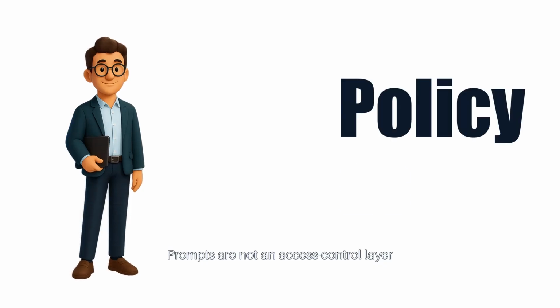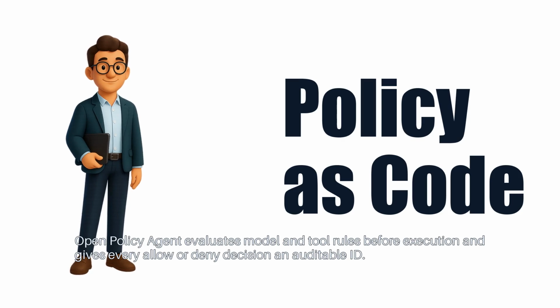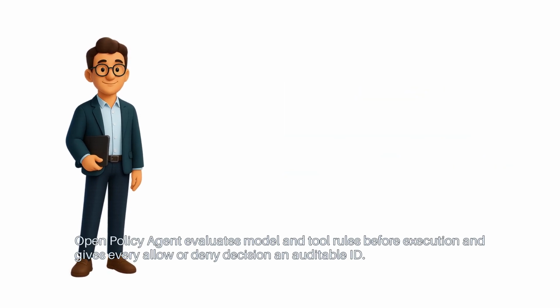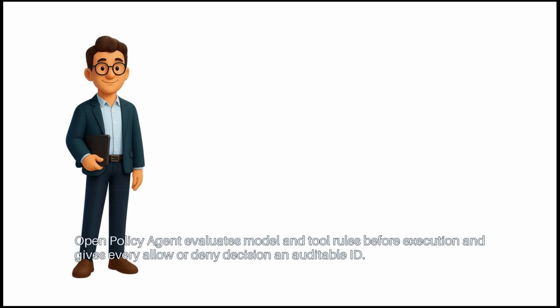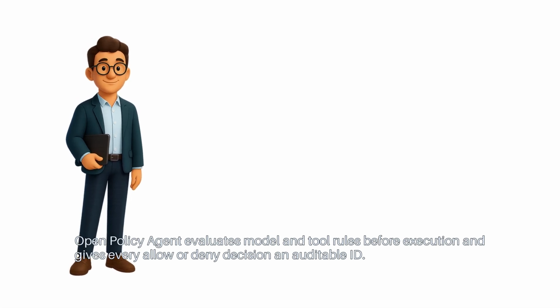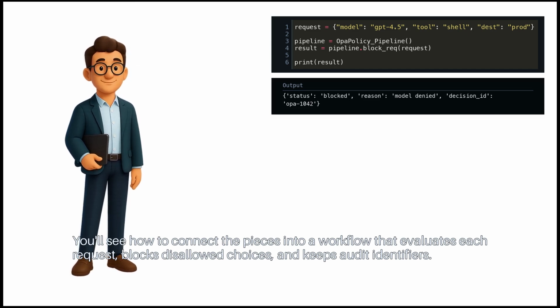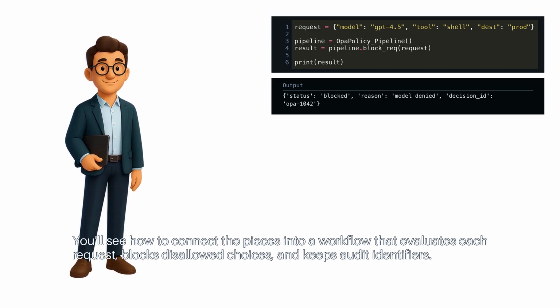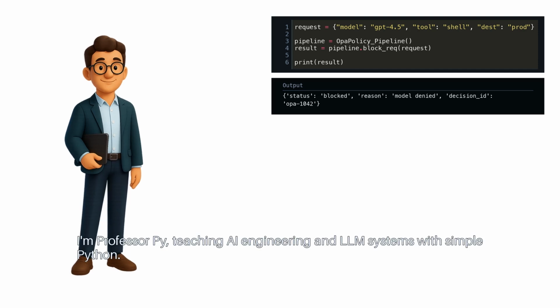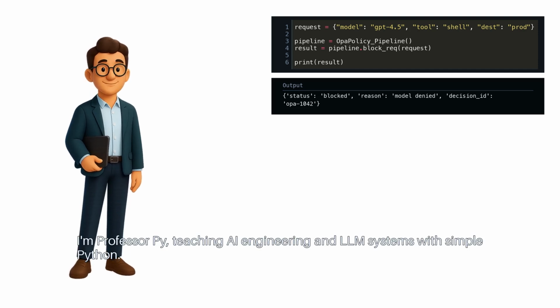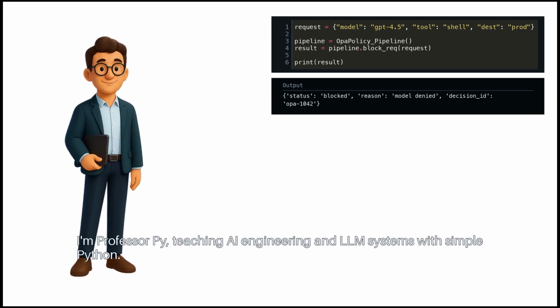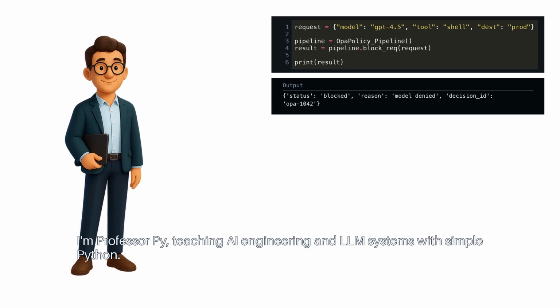Prompts are not an access control layer. Open Policy Agent evaluates model and tool rules before execution and gives every allow or deny decision an auditable ID. You'll see how to connect the pieces into a workflow that evaluates each request, blocks disallowed choices, and keeps audit identifiers. I'm Professor Pi, teaching AI engineering and LLM systems with simple Python.